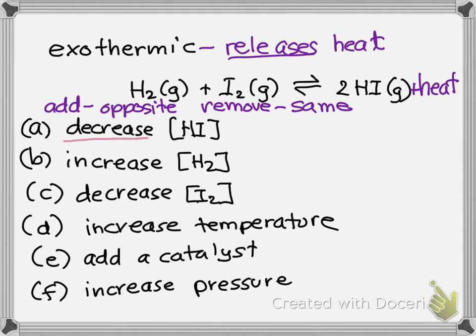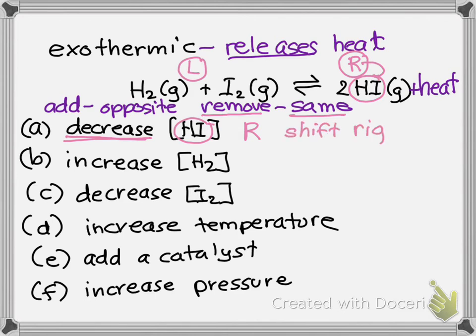So I see decrease the concentration of HI. I find HI is over here, and I'm going to write up here left and right. That means the left side and the right side. Decrease means remove, so it goes to the same side. So if I'm removing HI, it's going to go to the right side. Remember, I'm just abbreviating, this is shift right, which means it's going to make more products.